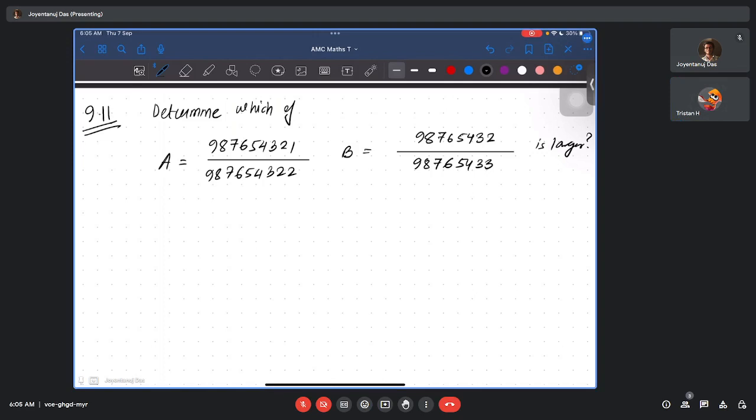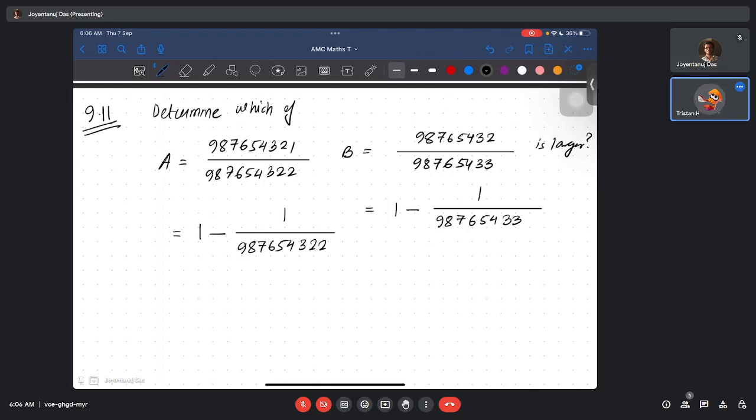So what I can do is write this quantity as 1 minus 1 over whatever is in the denominator, and this also I can write as 1 minus 1 over its denominator. Now can you compare? Oh yes, you can see that A is larger because one is being minused by a smaller number.